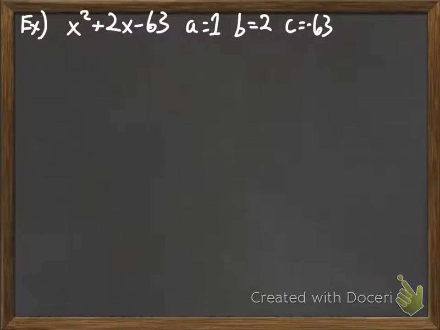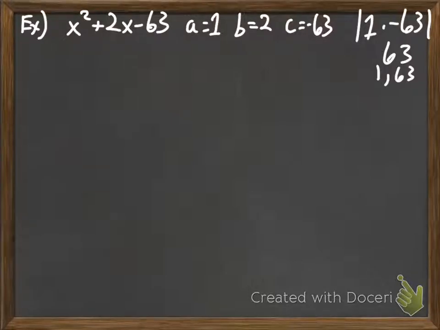So now I'm going to take the absolute value of a times c, and I do the absolute value because I always want to work with the positive number. 1 times negative 63 is negative 63. That absolute value gives us positive 63. Now we're going to look at the factors. I said factors, not factor tree, so we're going to start at 1 and look at all of these factors.